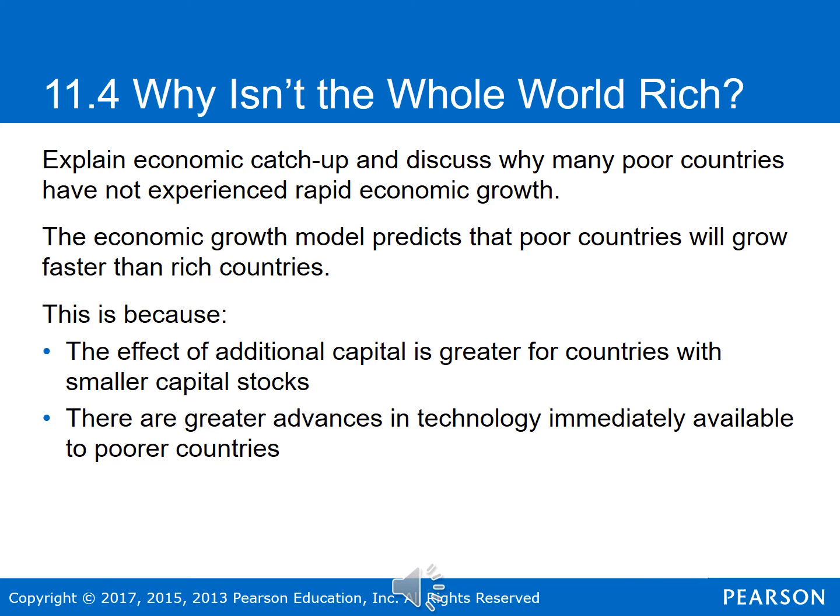The Solow growth model, this economic growth model that we've been working with early on in the chapter, predicts that poor countries are going to grow faster than rich countries. And remember, this is because the effect of additional capital is greater for countries with smaller capital stocks. When you have very little capital, it causes much greater productivity gains than when you have quite a bit of capital. And there are greater advances in technology that are immediately available to poorer countries that they can take advantage of right away from research and development going on in other more advanced economies.